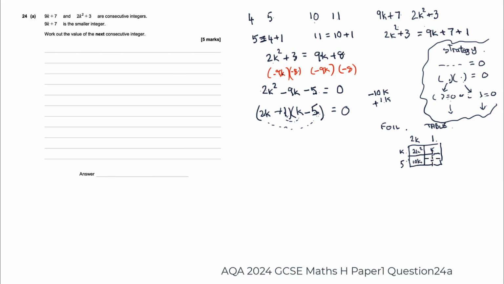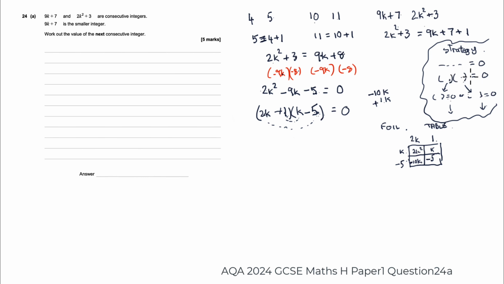And there's your inside and outside pair, the 10k and the k. To get negative 9k, this term would be negative, this one positive. And to get this negative, negative 5 times the 2k gives you negative 10k, and negative 5 times 1 gives us a negative 5. So we've got a 2k squared, negative 10k plus k is negative 9k, and then there's a minus 5. Whichever way you do that, FOIL method or table method, there is this quadratic expression factorised.